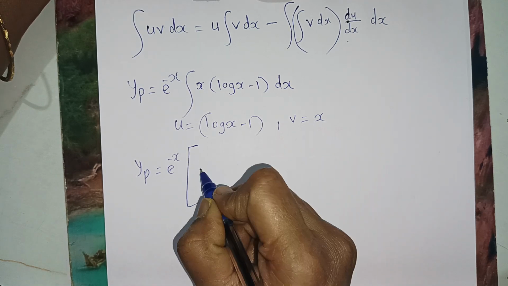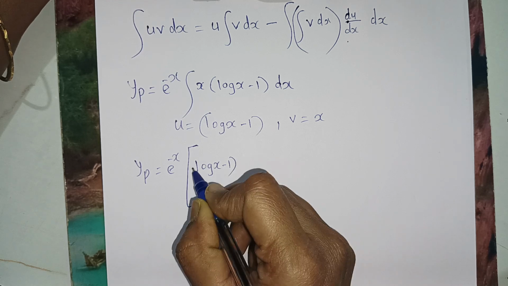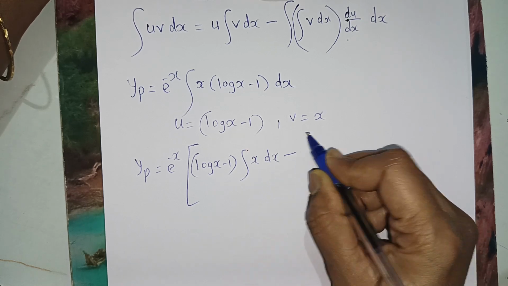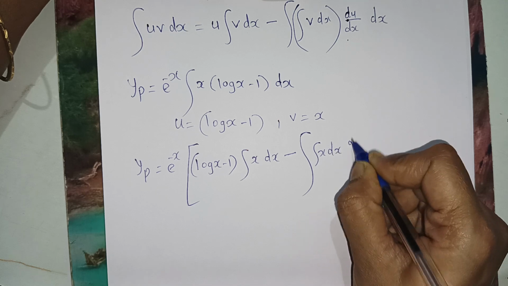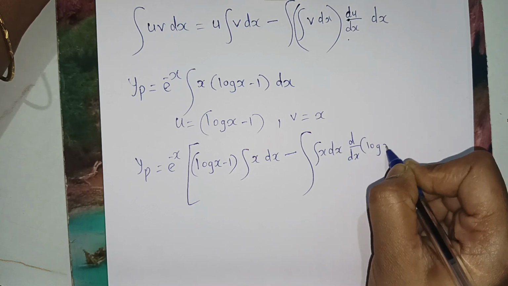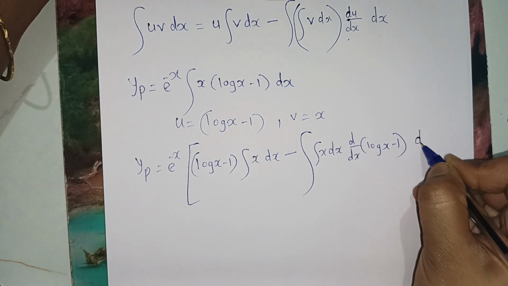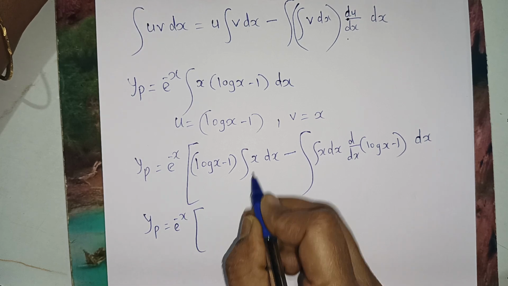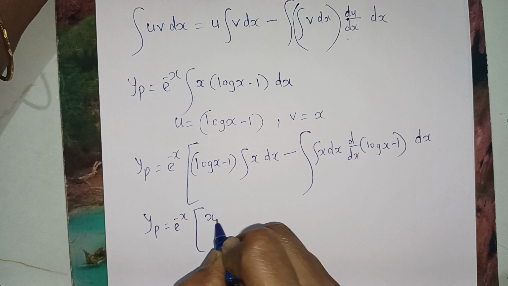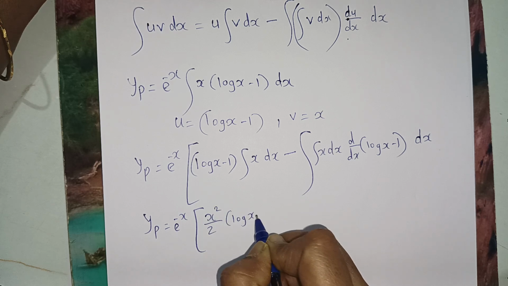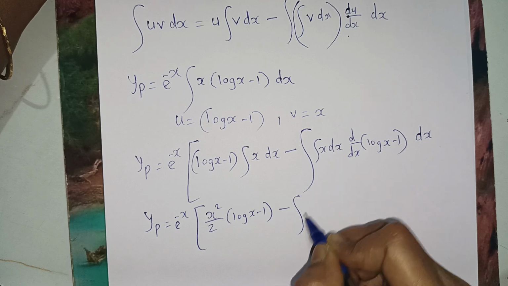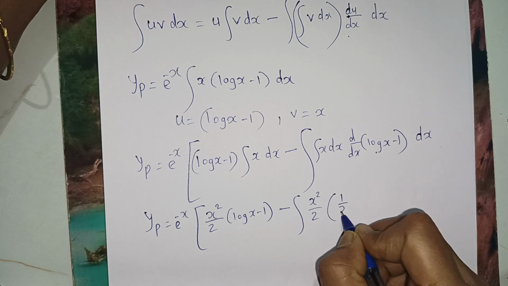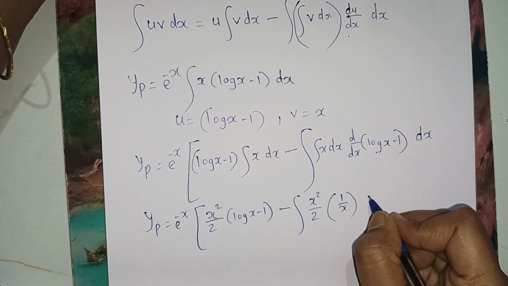Okay, so yp is equal to e raised to minus x, integration, take u as it is, log x minus 1, into the integration of v which is x dx, minus the integration of the integration of x dx times d by dx of log x minus 1, the derivative of u, dx. So yp is equal to e raised to minus x, integration of x square by 2, so x square by 2 log x minus 1, minus integration of x square by 2 times the derivative of log x, which is 1 by x, the derivative of minus 1 is 0, so 1 by x dx.